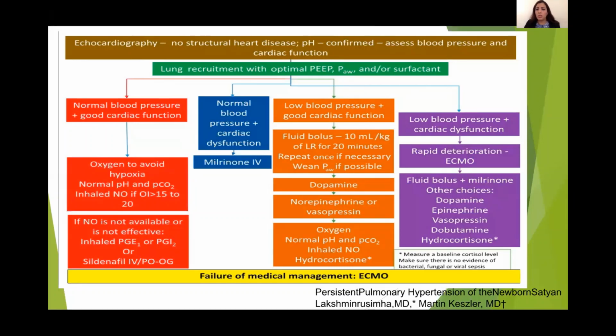And last one, if you have low blood pressure and cardiac dysfunction, with a rapid deterioration, you have to think quickly about the ECMO, if it's a term or near-term baby. Meanwhile, when you are waiting for the ECMO, you can start the bolus and milrinone, and according to the echo, start dopamine, epinephrine, and hydrocortisone. If all of this failed, again, you have to think about the ECMO if it is available.